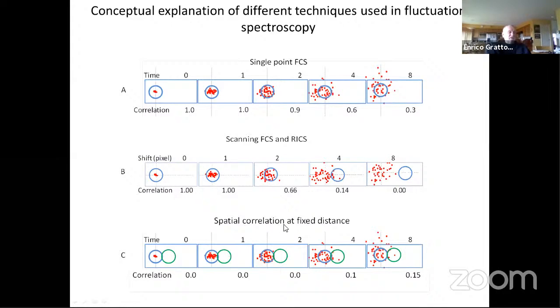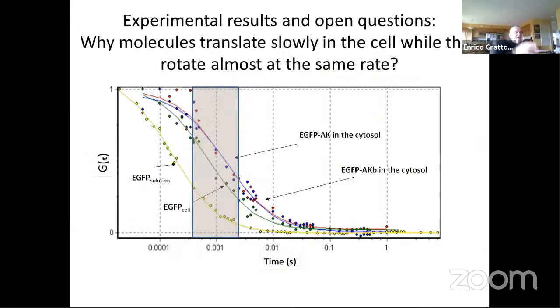And in the spatial correlation, for example, at a single distance, we have two volumes, so like the pair correlation, we can see some of the molecules which are in one volume go into the next. So those are the basic ideas, shown in a graphical way, of the methods we use.